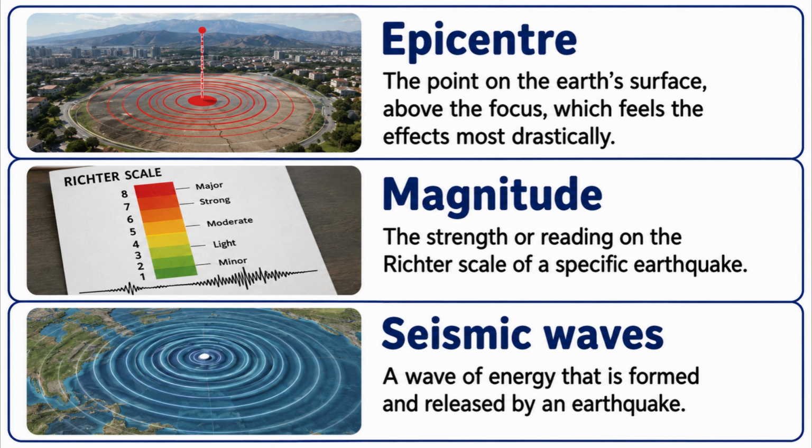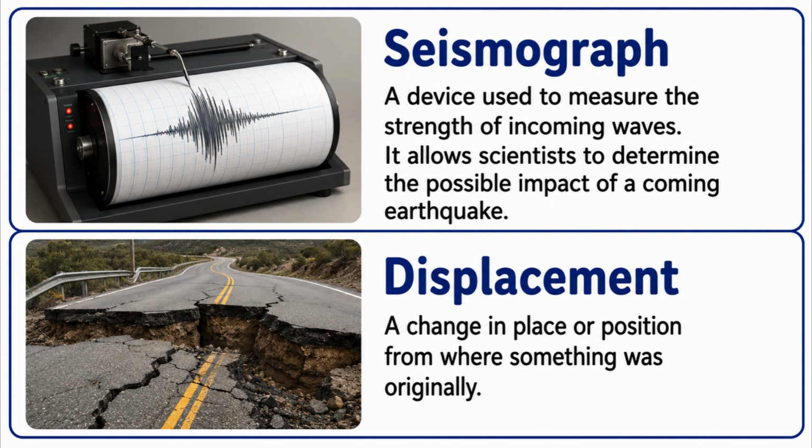Magnitude. The strength or reading on the Richter scale of a specific earthquake. Seismic waves. A wave of energy that is formed and released by an earthquake. Seismograph. A device used to measure the strength of incoming waves. It allows scientists to determine the possible impact of a coming earthquake. Displacement. A change in place or position from where something was originally.